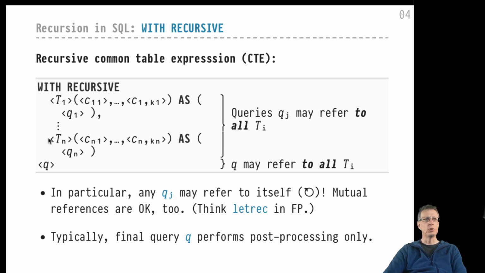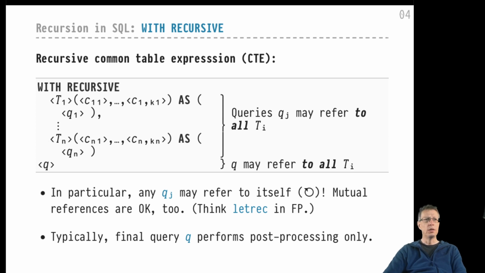All right. So we had the constraint that in a normal CTE, queries could only refer to tables that have been defined prior to this particular query. This is not the case with the recursive construct. Any query that we define here can refer to any of the tables Ti that are being defined in this with recursive common table expression. All right. Of course, the post-processing, the final query here, can of course refer to all of these n tables T1 to Tn, but it has always been like this.